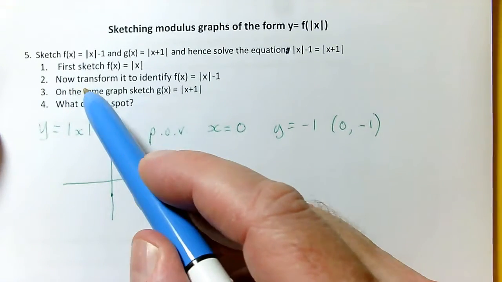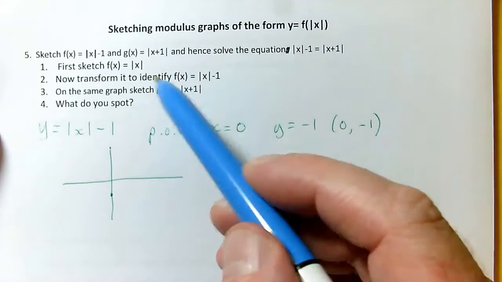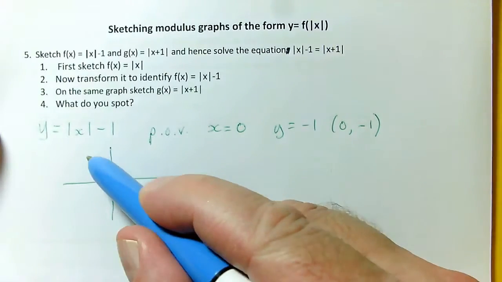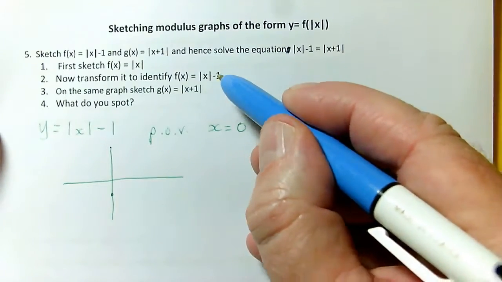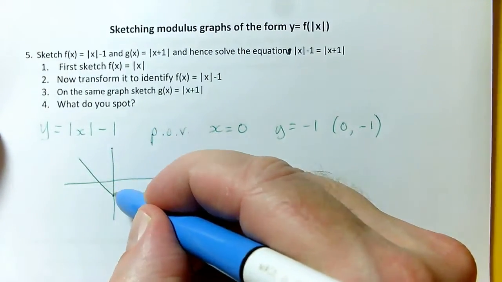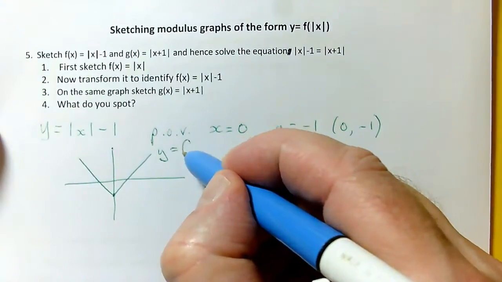But the hint given in the question is to actually think about transformations. So thinking about going from modulus of x, which we know is a v with the point at the origin, which is the normal way up, the minus 1 outside just shifts it by 1. It's outside, so it shifts it by 1 vertically down. So the first graph, the f of x graph, looks like this. So this is y equals f of x.